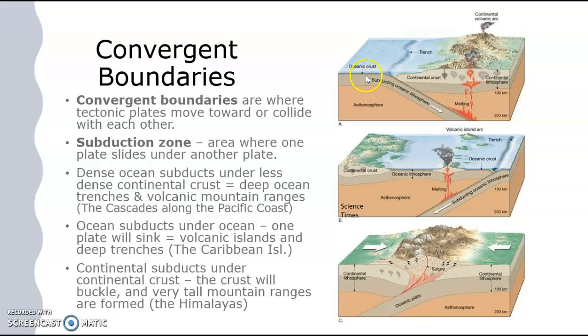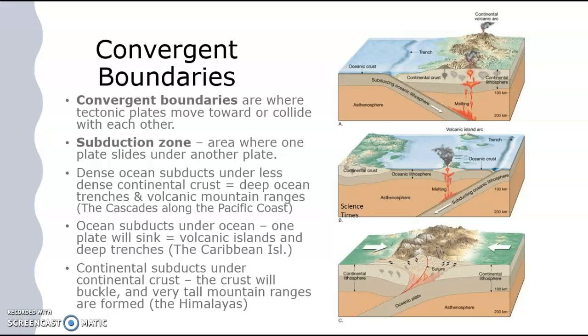In my top example here, we have dense oceanic crust subducting underneath the less dense continental crust. This is where you'll find deep ocean trenches and volcanic mountain ranges. So if you've ever been to the Oregon coast, those volcanoes along there, the Cascades, these were formed by this process. The second picture here shows oceanic plates subducting under an oceanic plate.